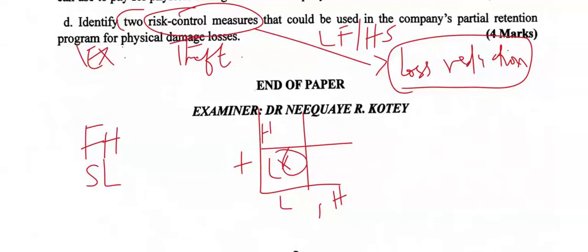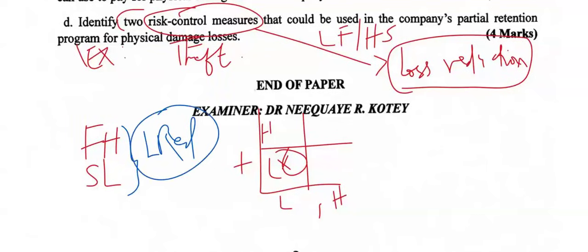So loss reduction is the specific technique to be adopted. But what specific action should be implemented under loss reduction to ensure the frequency of the theft loss exposure is reduced? Because you cannot avoid employee stealing or pilfering, right? You cannot prevent it, never. But you can control it.